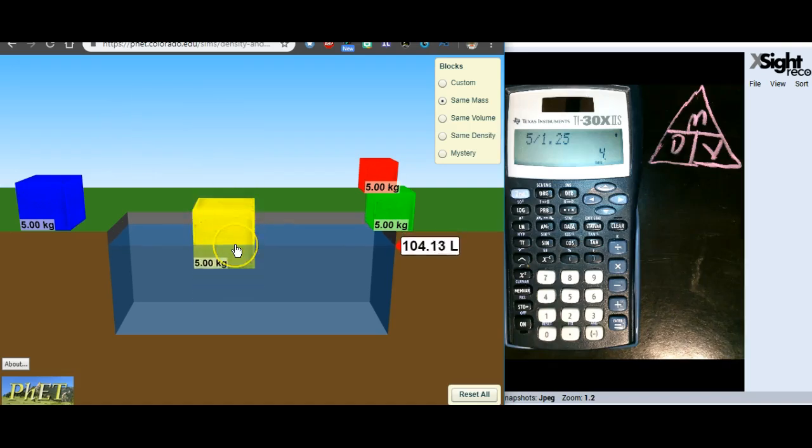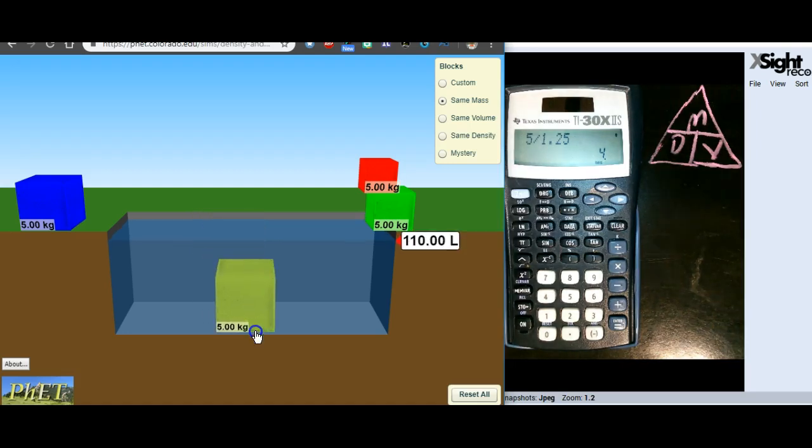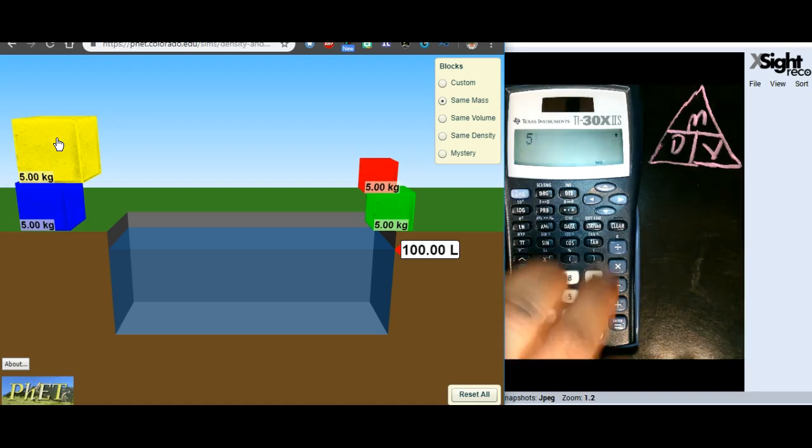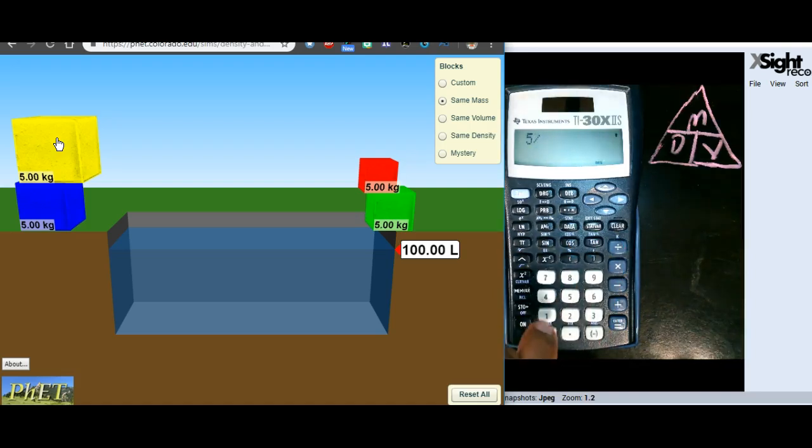Okay, so I'm putting the yellow one in. All right, so what is my mass? 5 grams. Is my volume 5 milliliters? No. Again, it's a floating object. Drag it down. Take a look. The volume is 10 milliliters. So now I can say, okay, 5 grams divided by 10 milliliters is going to give me a density of 0.5 grams per centimeter cubed. And that's how you do the blocks.